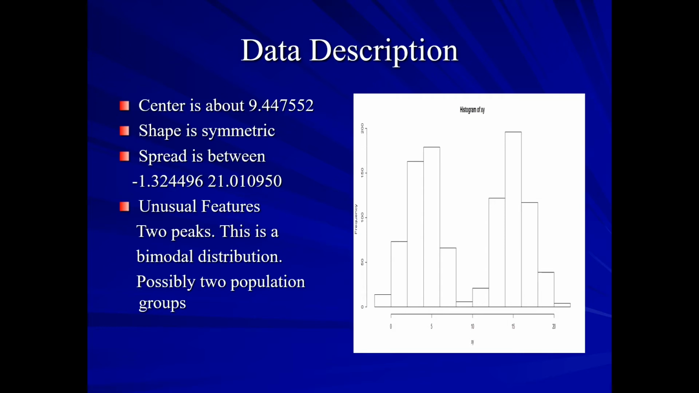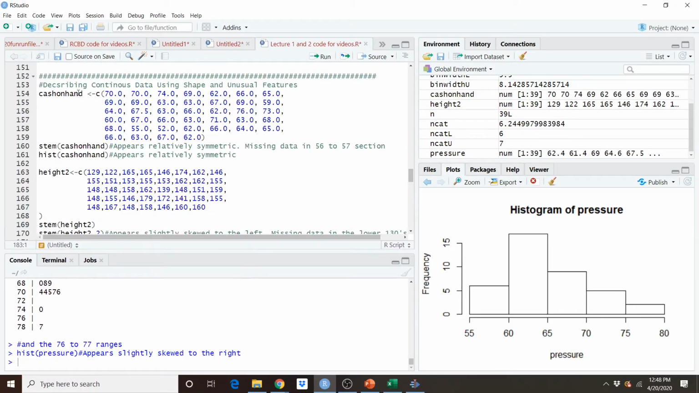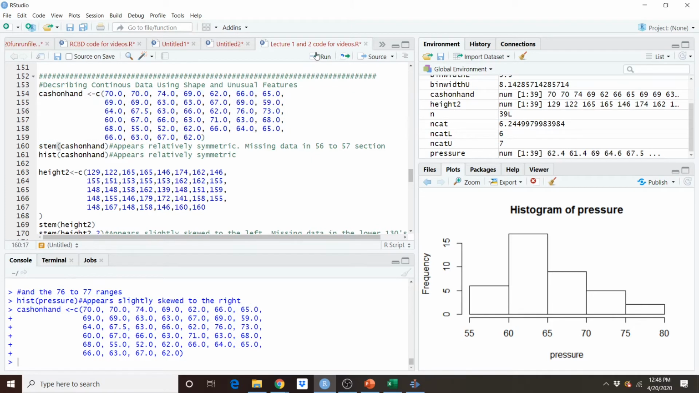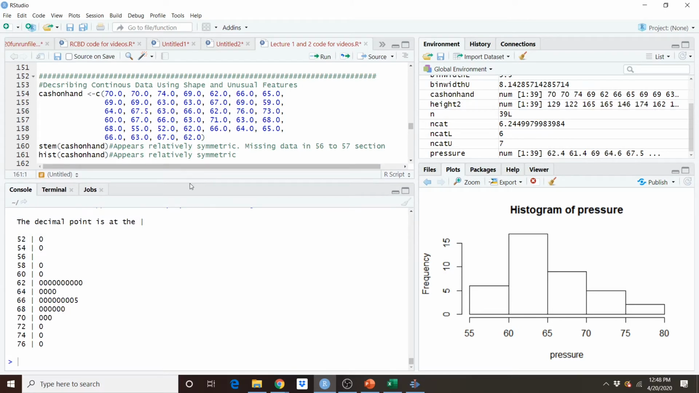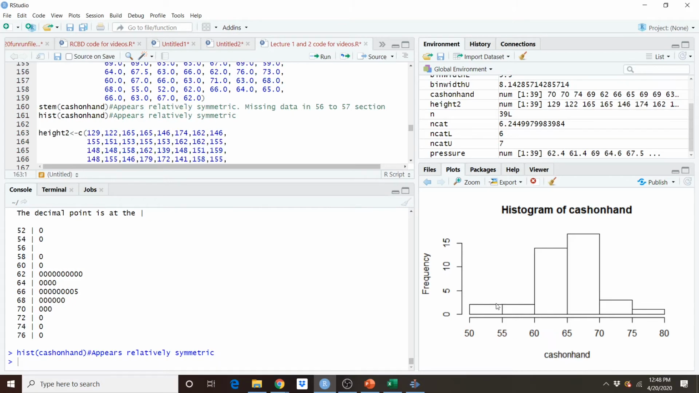Okay, so let's take a look at some of the data sets we've analyzed and graphed in R. Let's start with our cache on hand data. Now, we saw a stem and leaf plot of this just a few minutes ago, but we'll run our cache on hand data. And then we'll do our stem and leaf plot. And notice, same stem and leaf plot that we had just a few minutes ago. Now, we look to be relatively symmetric, but we do have missing data in the 56 to 57 range. If we look at our histogram, we'll see that the best we can do with our histogram is from 50 to 80 for our range.